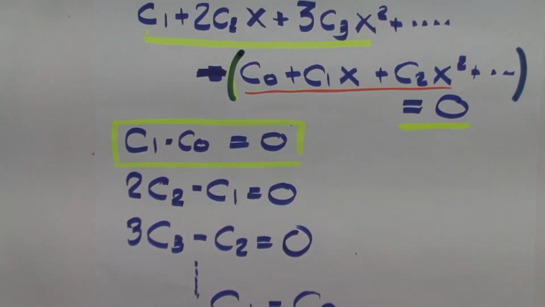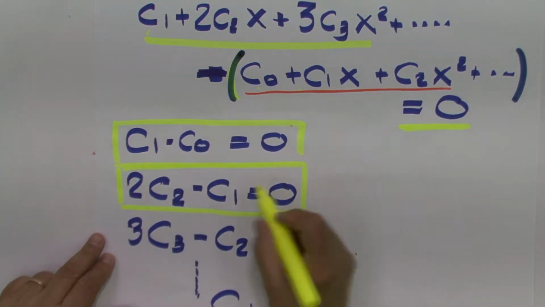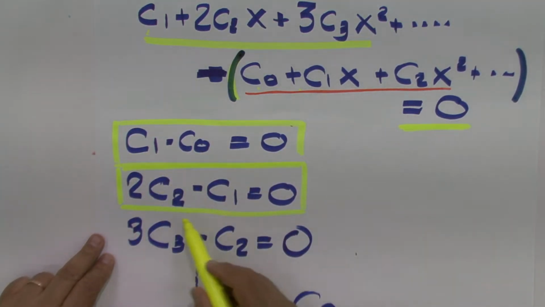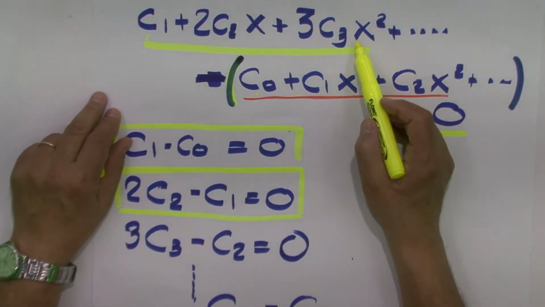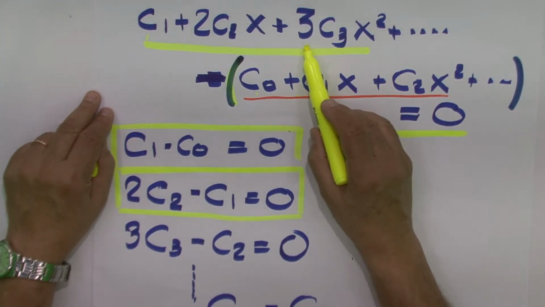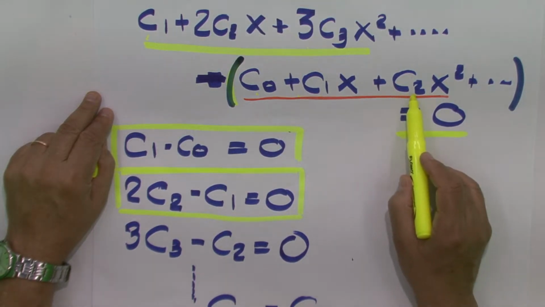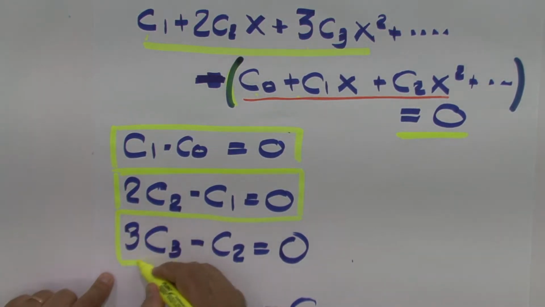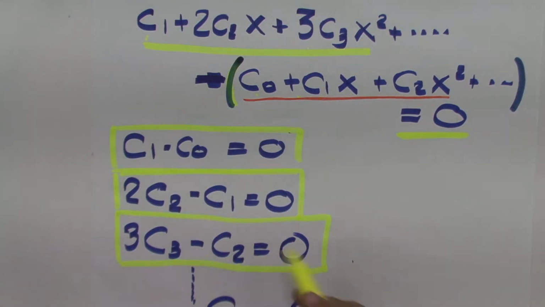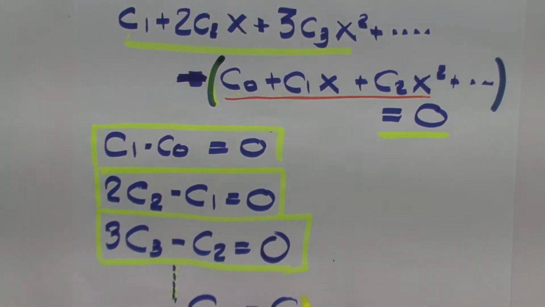This is another equation that relates c2 and c1. The first one relates c0 and c1. The second relates c2 and c1. Now I'm going to take the second order term. Here I have 3c3, and on this side I have a minus c2. So 3c3 minus c2 equal to 0 as well. It is another equation. And then I keep going forever with all the terms of the series.